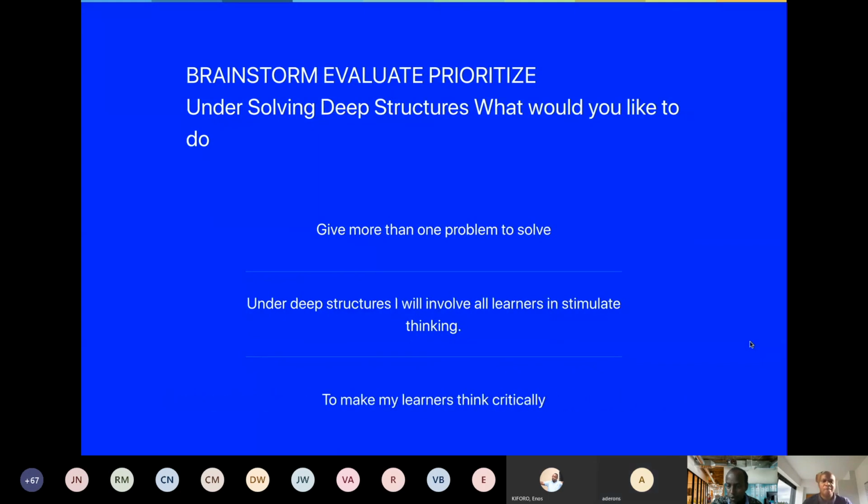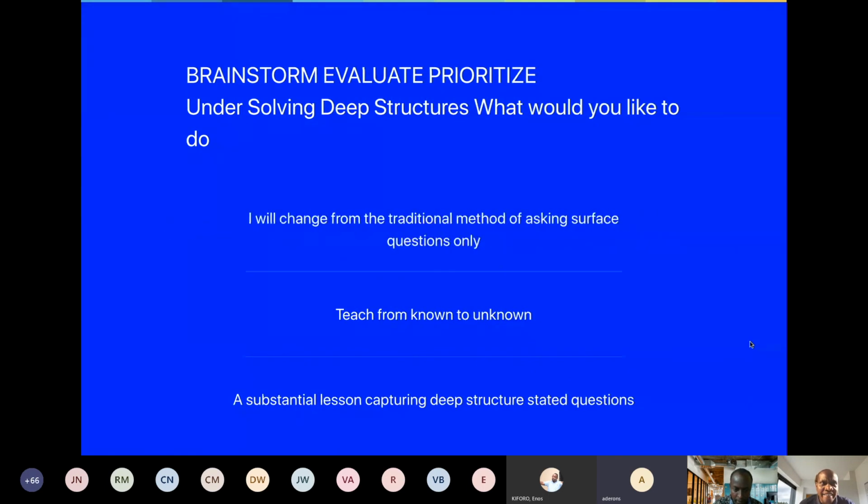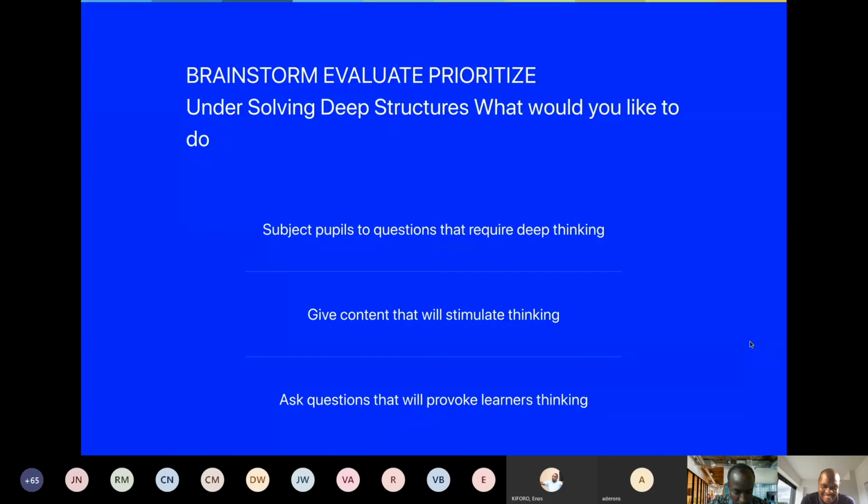Jen says give learners a chance to come up with evidence. Bosco is saying engage learners in critical thinking. Where are they saying this? On the chat. That is the wrong place. They're supposed to be saying it on the PowerPoint. On the PowerPoint. Yes.